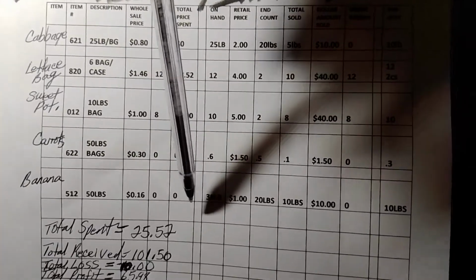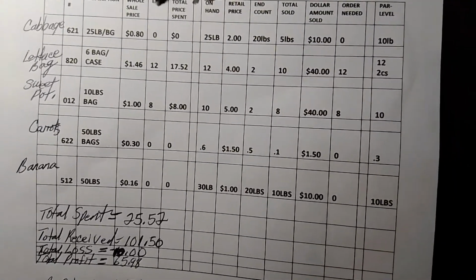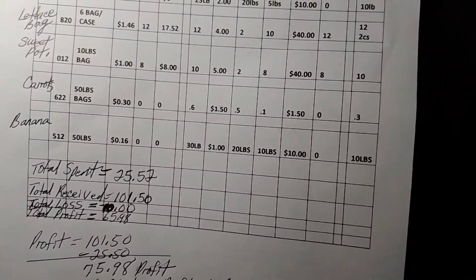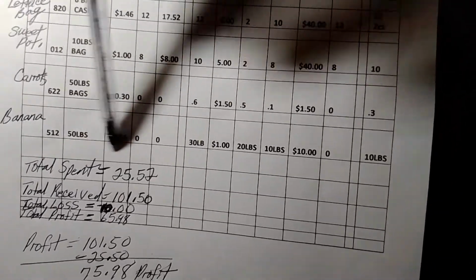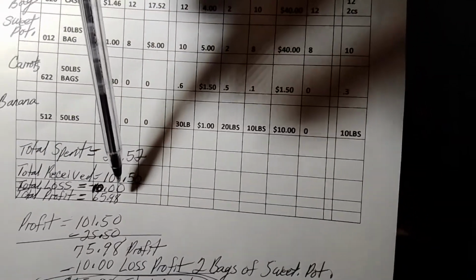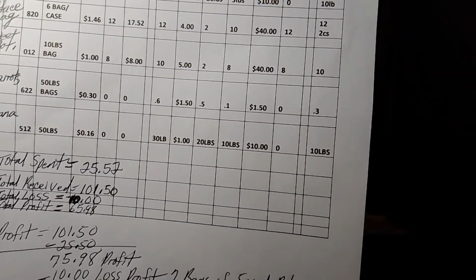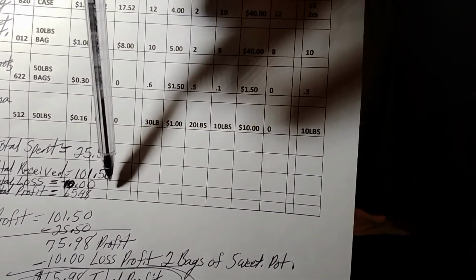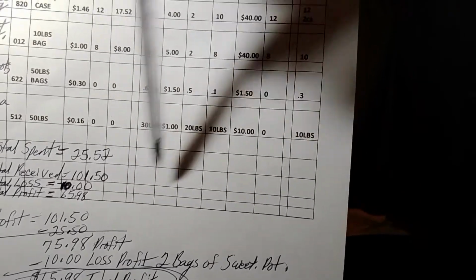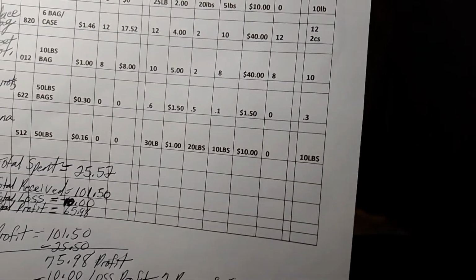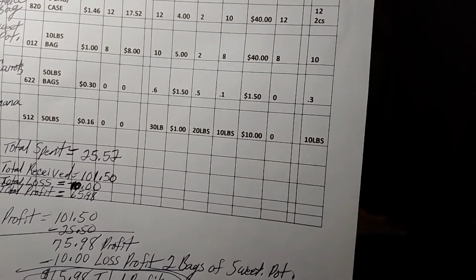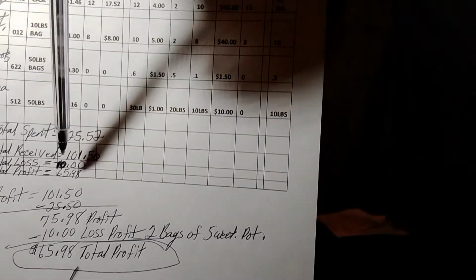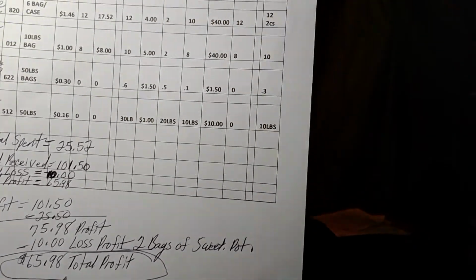Because I think I probably lost some of you. Okay. Now, you see, accounts receivable, total spent for the week. We spent $25.52 on produce for the week. That's how much money we spent. Total received is what we got from our customers. You look over here, and then we received $101.50. Okay. Now, you have to deduct that $10 from that $101.50.